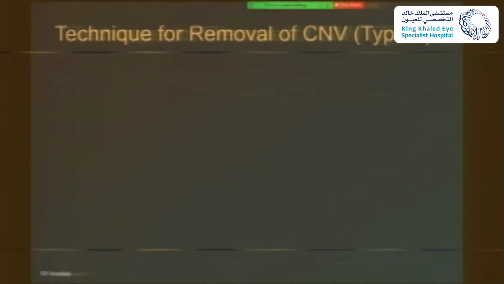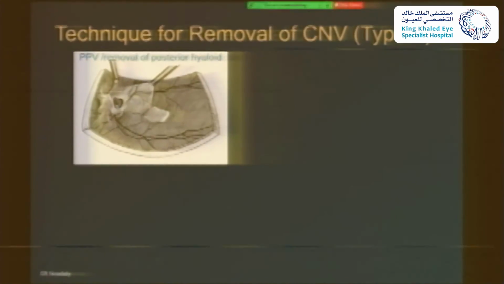You can also surgically remove it, and this is good in some cases, in inflammatory CNVs that are growing on top of the RPE. But it's not good for AMD, and it's not good for any occult CNV, because when you remove it, you actually remove the RPE with it. So you create actually damage.